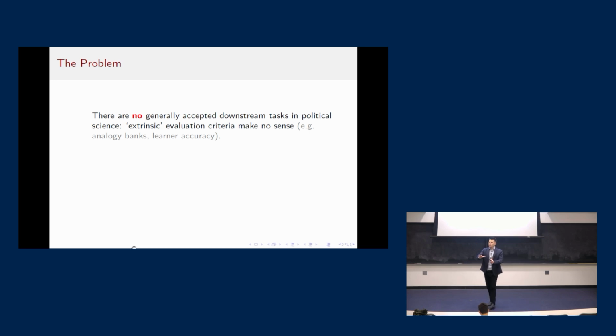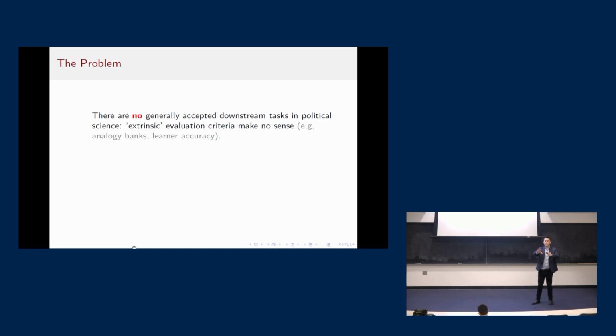So actually, I'm curious, who here is coming in from political science or one of the domains? If you're coming in from American politics, do you think that somebody who tells you that their dictionary worked for international relations will also work for American politics? I would be very skeptical about that claim. It's very dubious, right? So we're going to say that there are in fact no downstream tasks, and so you can't use these kinds of extrinsic evaluation criteria.